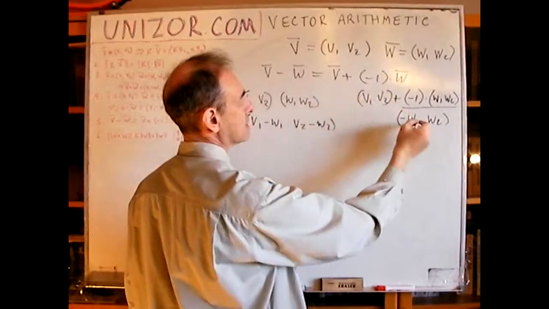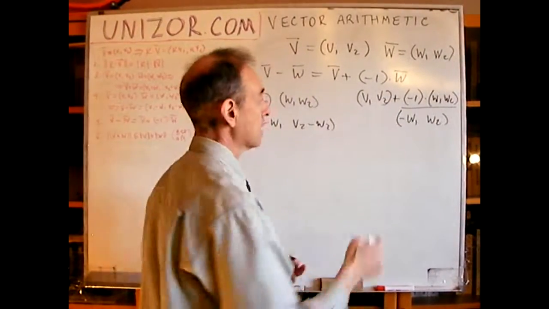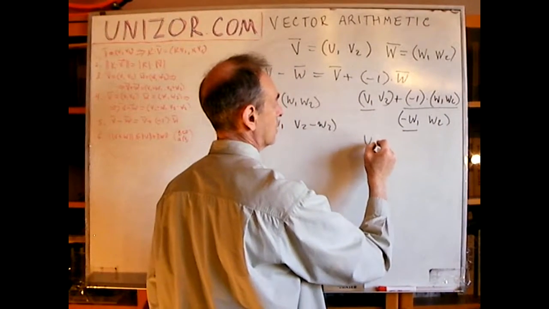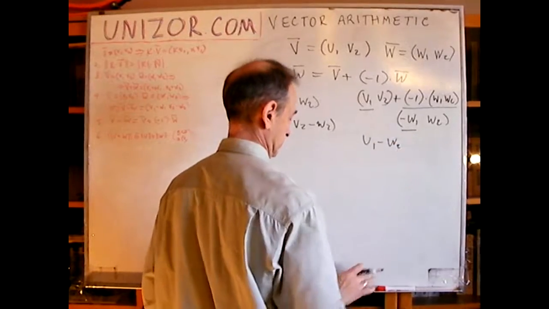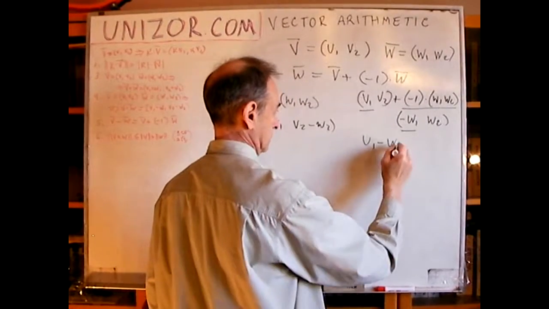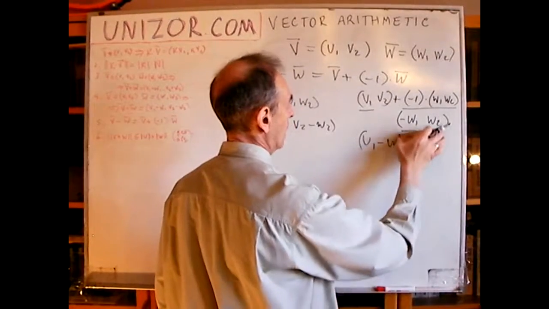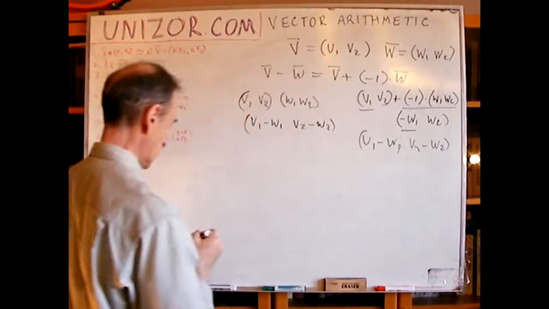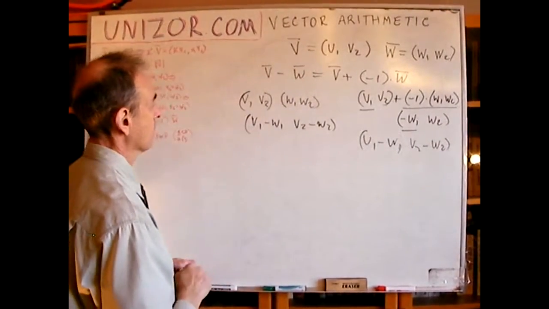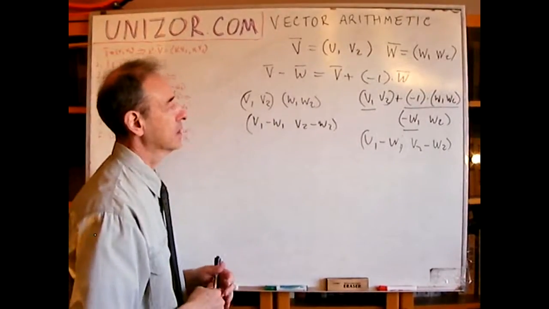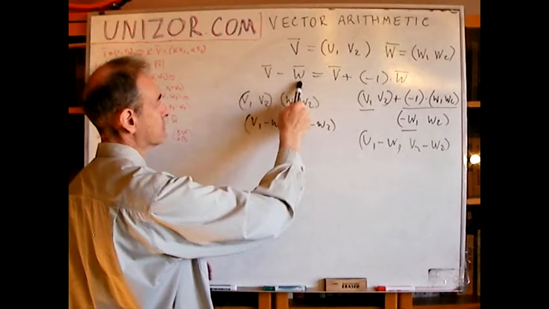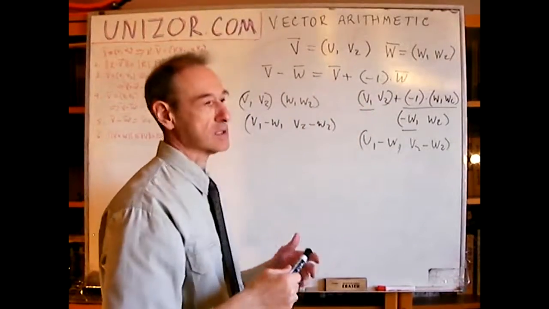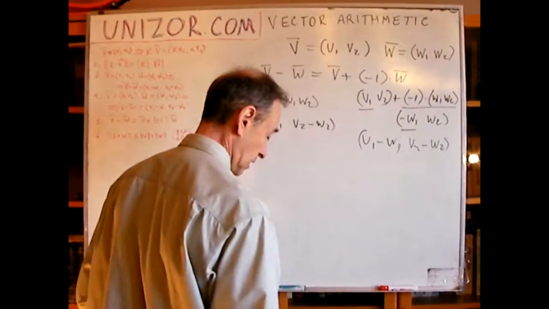Now, when you add these two things in the tuple representation, coordinates are added together. So V1 is added to minus W1. And V2 to minus W2. Same thing. Well, as you see, we have exactly the same result, which proves that subtracting a vector is exactly the same as adding that vector multiplied by minus 1, or if you wish, adding an opposite vector.